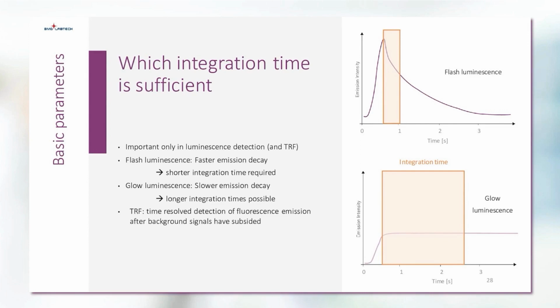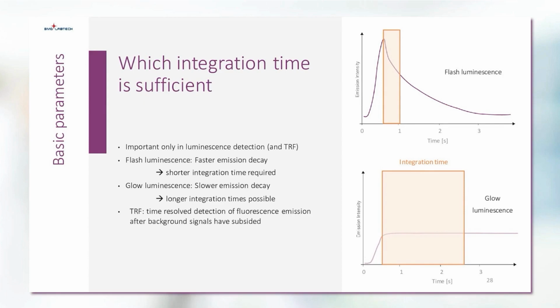In luminescence-based detection, the appropriate integration time is often determined by the assay type, which we can see nicely highlighted in the two graphs to the right. Flash luminescence shows a very fast decay of emission signal with high signal intensities shortly after the start of the luminescence reaction. Accordingly, as you can see here, shorter integration times should be chosen.